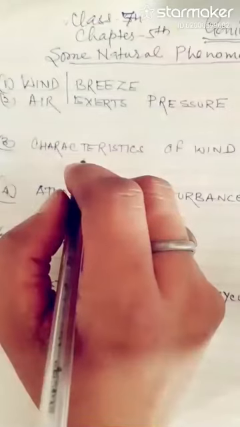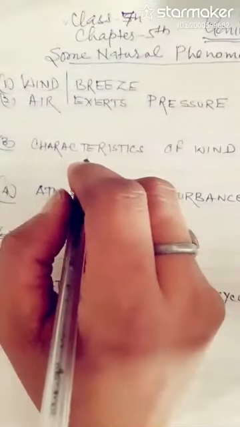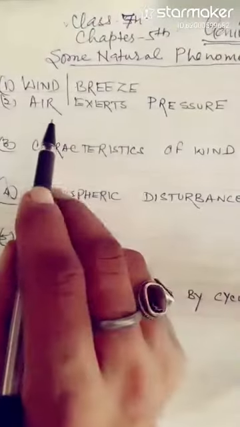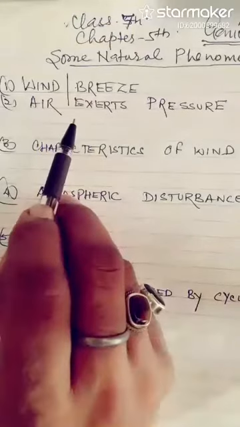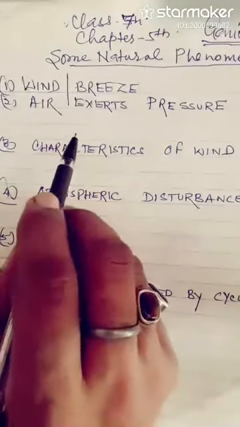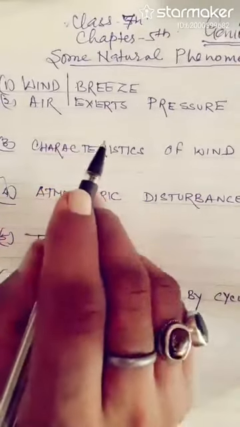Today we are on chapter 5, class 7, some natural resources. So the first point is wind and breeze. Moving air is called wind. चलती हुई हवा जब तेज चलती है उसे हम wind कहते हैं.